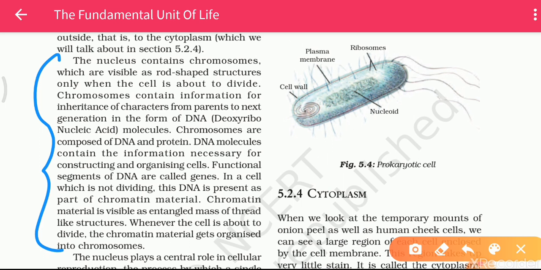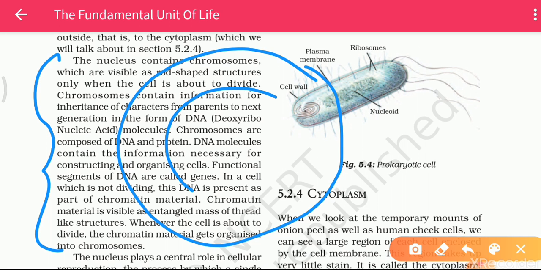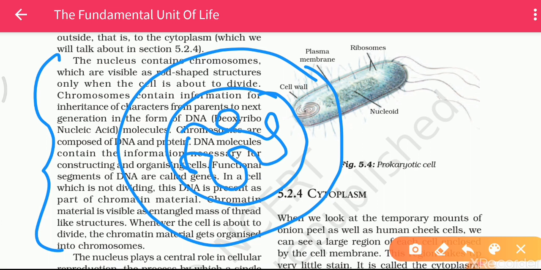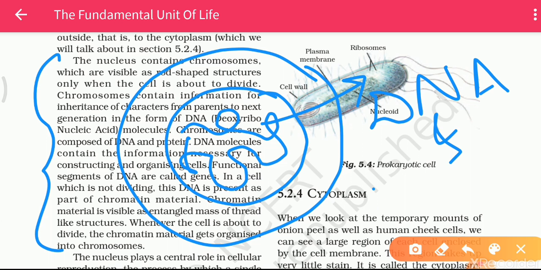Once again, I will explain it in short. Okay, students, I will now explain only chromosomes. This is your cell, and inside the cell the nucleus is present, and inside the nucleus a thread-like chromatin material is present. This thread-like structure is called the chromatin material, and its composition is DNA and protein. Okay, DNA and protein. The full form of DNA is deoxyribonucleic acid.